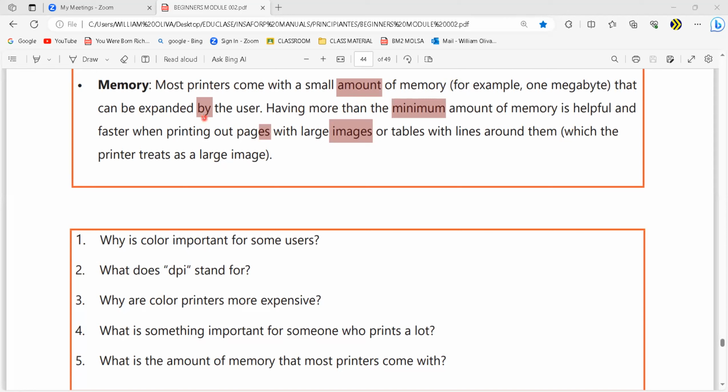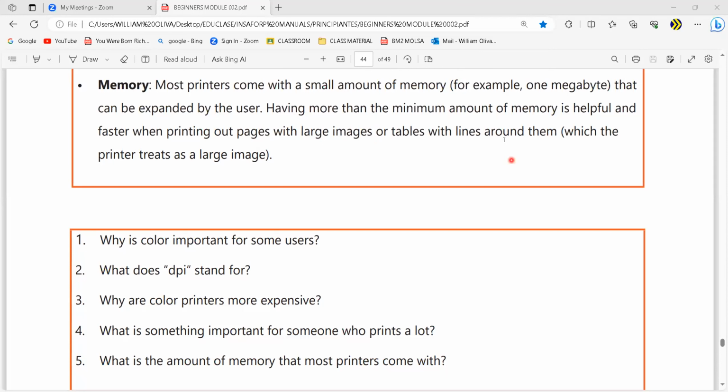By the user. Minimum. Plural, pages. Images.